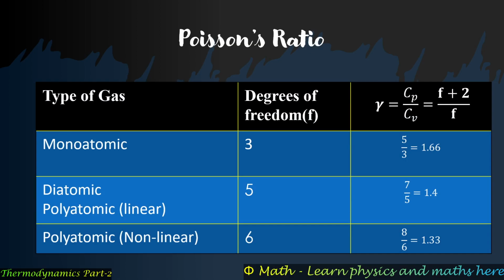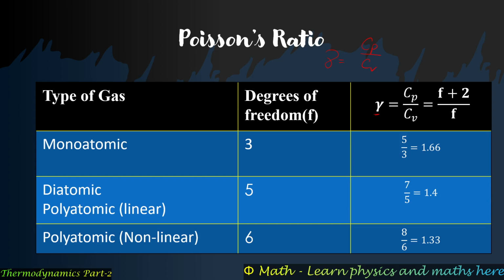So first of all, what is Poisson's ratio? Poisson's ratio is denoted by gamma, written like this or like this in computer language. This gamma is equal to Cp over Cv. I've already told you in part 1 what Cp and Cv are, but let me remind you once again. Cp is the molar specific heat at constant pressure, while Cv is the molar specific heat at constant volume. So gamma, or Poisson's ratio, is just the ratio of that, and because it is a ratio, it has no unit. So this is a unitless constant for different types of gases.